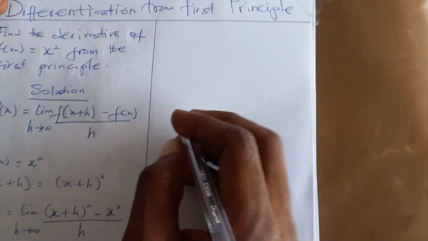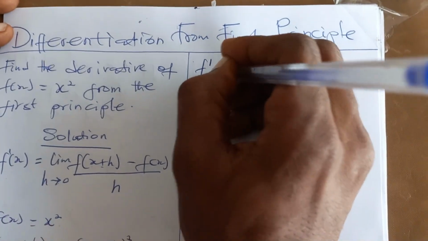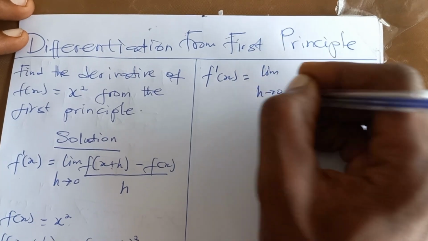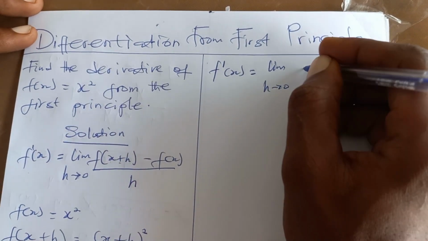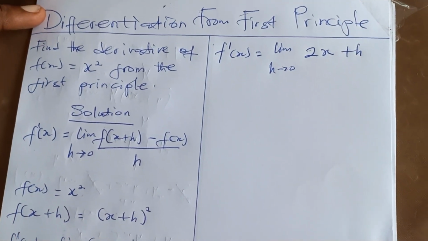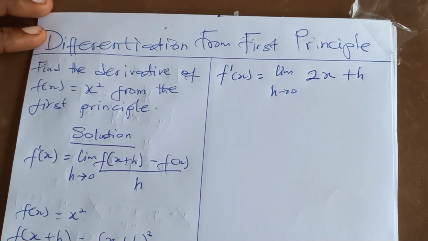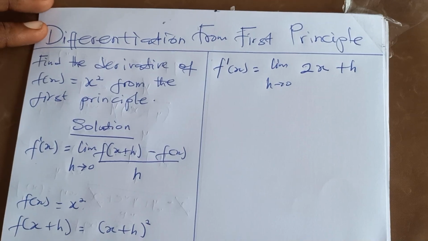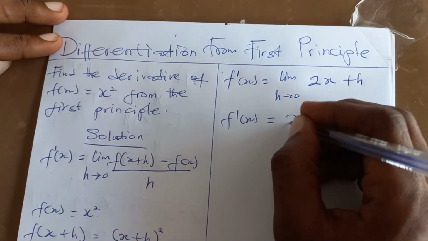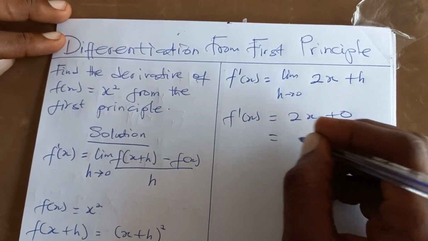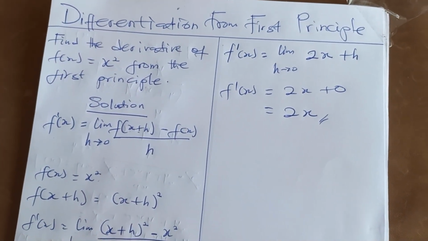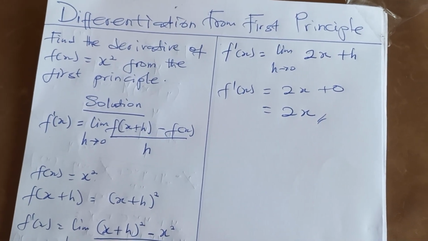Now we get our f prime of x is going to be the limit as h approaches 0 of 2x plus h. Now let's take the limit as h approaches 0. So we get as h approaches 0, f prime of x is equal to 2x plus 0. So our final answer is equal to 2x. Okay, good. So I will leave you this question here so that you try it.